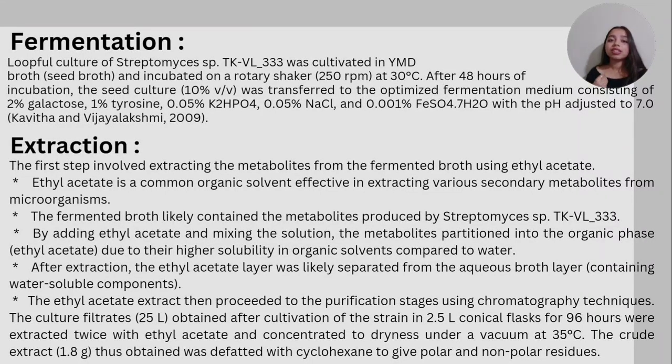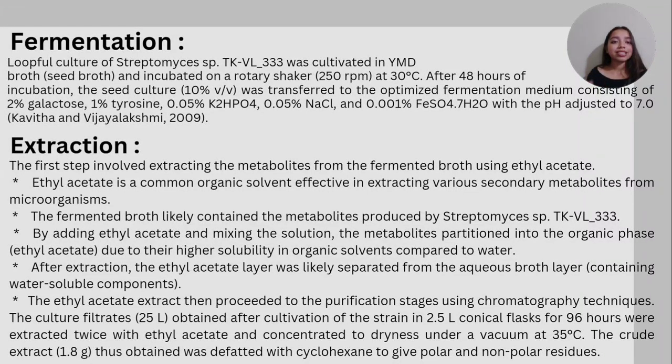Extraction. The first step involved in extracting the metabolites from the fermented broth was using ethyl acetate. Ethyl acetate is a common organic solvent which is effective in extracting various secondary metabolites from microorganisms. The fermented broth likely contained the metabolites produced by the species. By adding ethyl acetate and mixing the solution, the metabolites partitioned into the organic phase due to their higher solubility in organic solvents as compared to water.